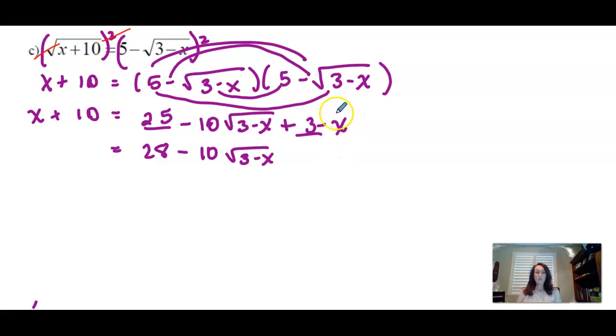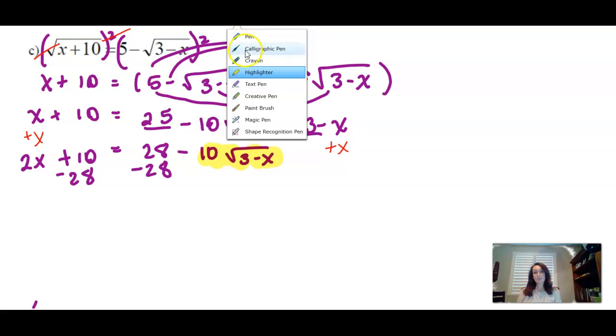And I really don't want this x here, so I'm just going to go ahead and move it to the other side. So x plus x gives me 2x, oops, not 25, 2x plus 10. Now what we're going to do is take that 28 and move it to the left-hand side. So I'm trying to isolate the radical again. So let me get out my highlighter and show you. I'm trying to isolate this part of the equation.